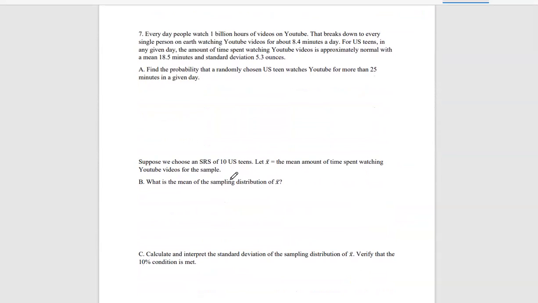Last problem. Every day people watch 1 billion hours of YouTube. This breaks down to a single person watching 8.4 minutes a day. In the US, on any given day, the amount of time spent watching YouTube is approximately normal with a mean of 18.5 and standard deviation of 5.3.